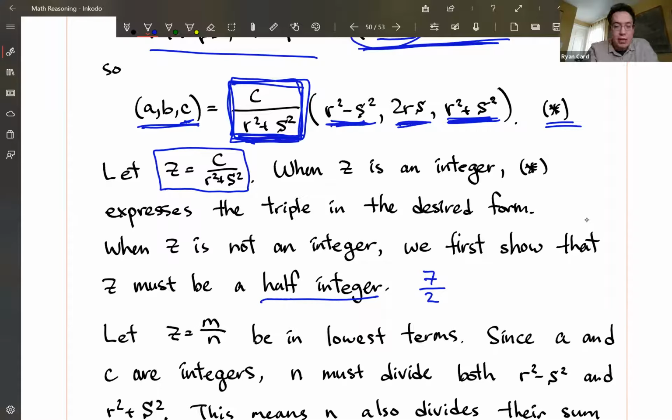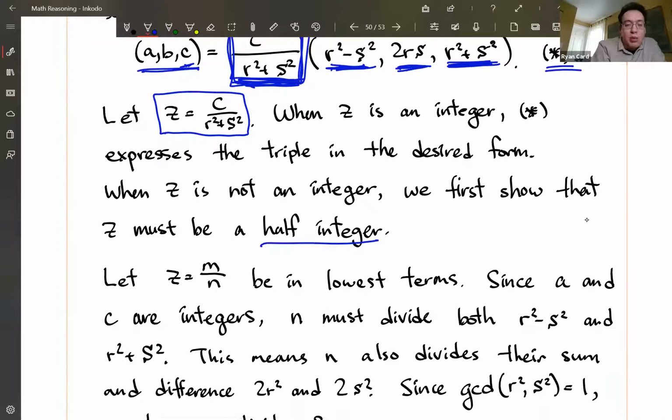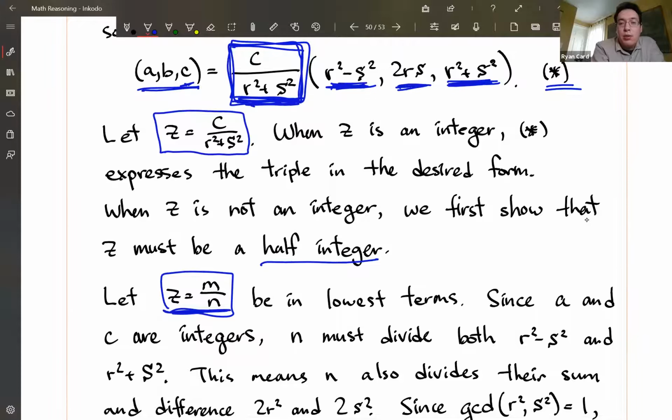So how do we see that? Well, let's look at it. So let's see, we know that z is a rational number. So let's say this z is m over n, where m and n are in lowest terms, so they're relatively prime. We have to multiply this guy, z, to this a and c here, which is an integer.